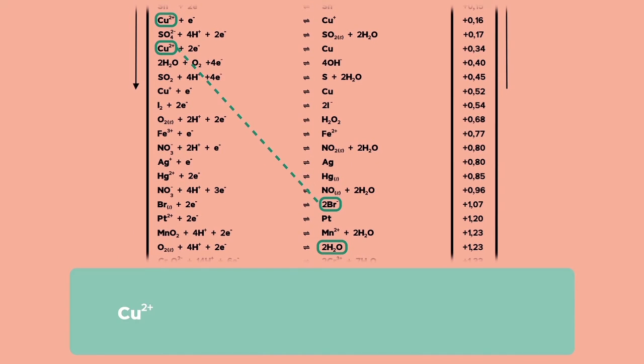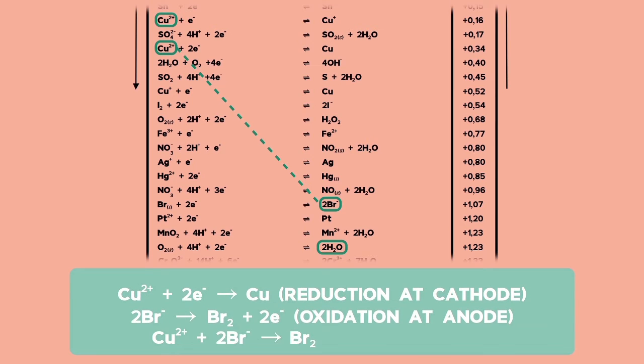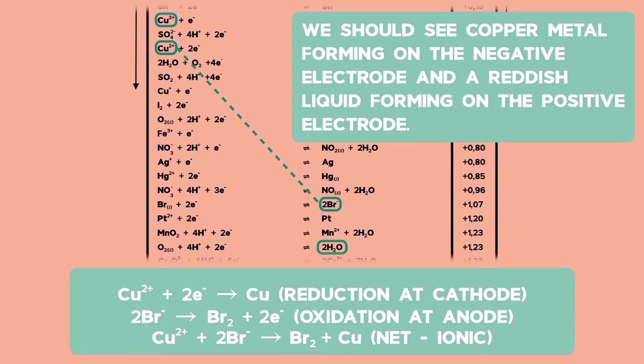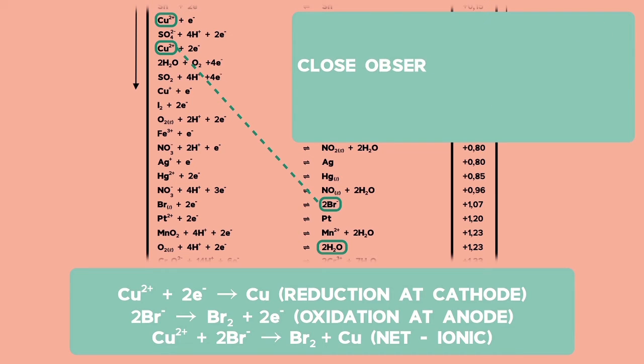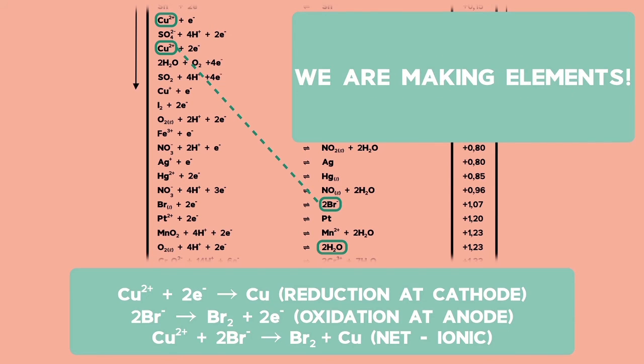Writing down copper 2+ plus 2 electrons goes to copper metal for the reduction half reaction. Then the anode or oxidation reaction happens when 2 bromide ions go to form bromine and 2 electrons. Cancelling the electrons and adding the half reactions shows something interesting. We should see copper metal forming on the negative electrode and a reddish liquid forming on the positive electrode. Close observation does indeed show that this happens. We are making elements.